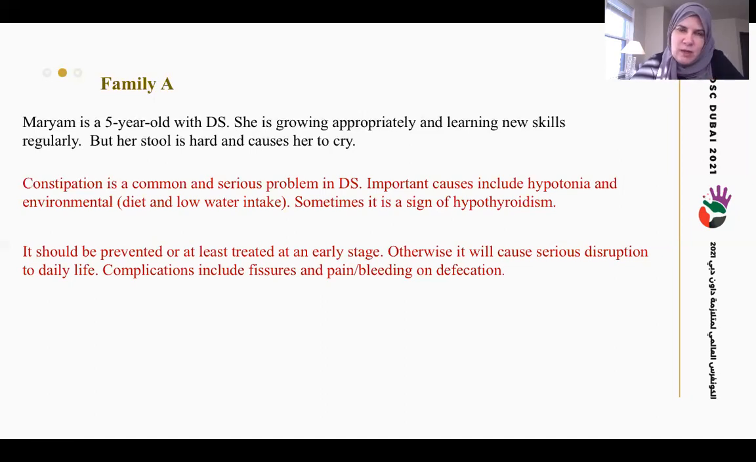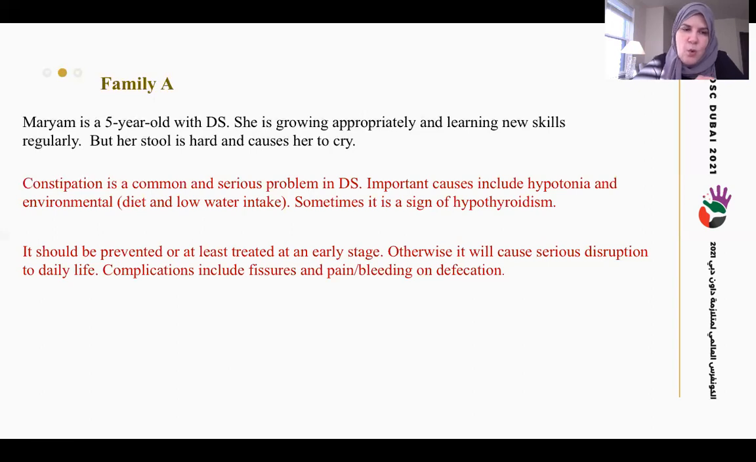Later on, make them into sips, and then as they grow older, increase the amount. Because children with Down syndrome, I've seen children come to the clinic at the age of 3 or 4, and they just don't drink water. They drink orange juice, they drink milk, but they don't like water. And it's very difficult to start to teach them that later on in life.